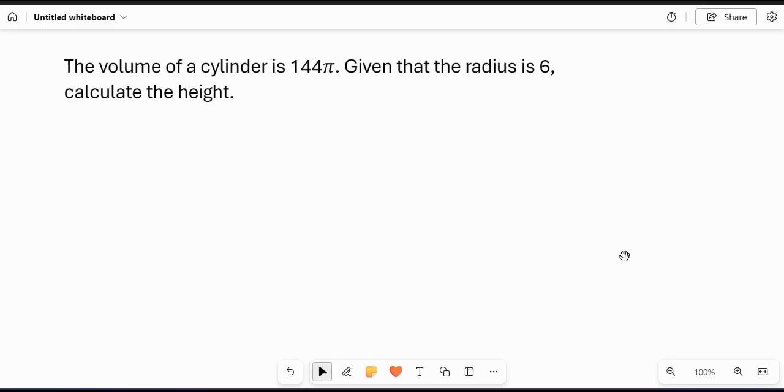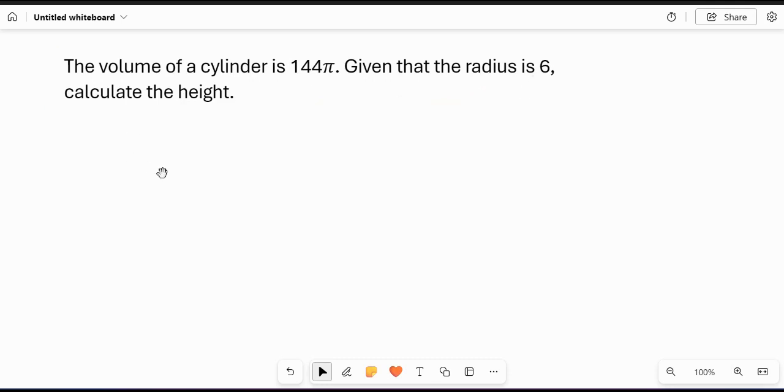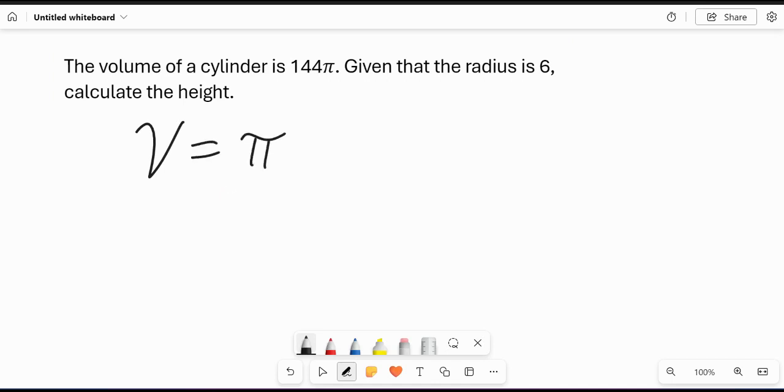Today's video, we are going to be using volume formulas and solving for the height given different information. So in this problem, it says the volume of a cylinder is 144 pi. Given that the radius is 6, calculate the height. So first of all, we need our volume of a cylinder formula, which is pi r squared h.